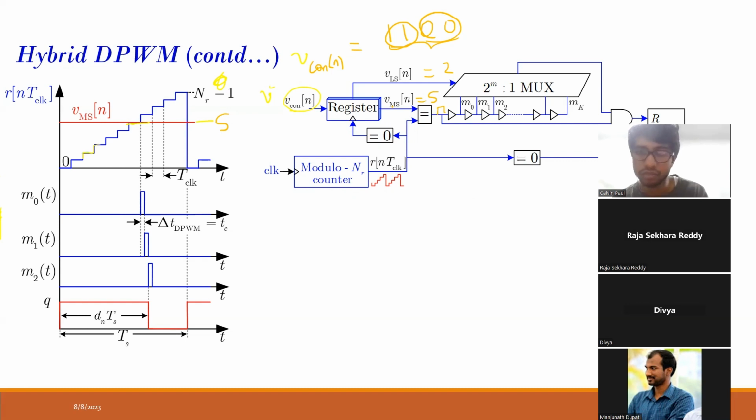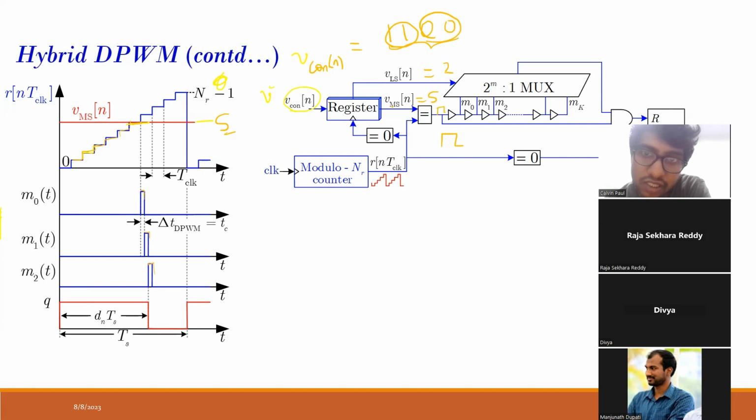Now, suppose there's a value 5. When this ramp reaches the value of 5, it goes high. It will be like a pulse. That pulse will be delayed by some value here, then further delayed by some value, further delayed by some value.